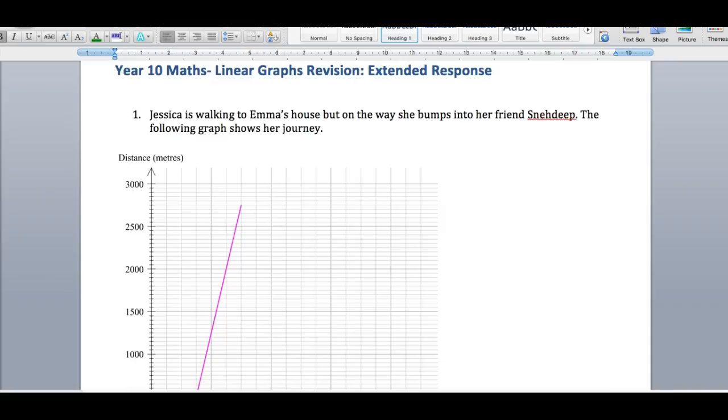Right, in this video we're going to go through the extended response worksheet I gave you in preparation for your test. There are 3 questions. Some of them are a bit challenging. I think I got most of them from Year 12 Further Maths, but it is still at a Year 10 level. For your test, make sure that you just take your time and think about it.